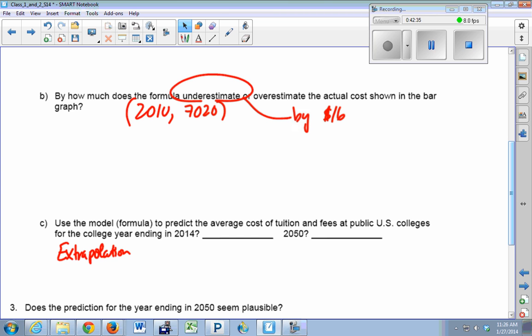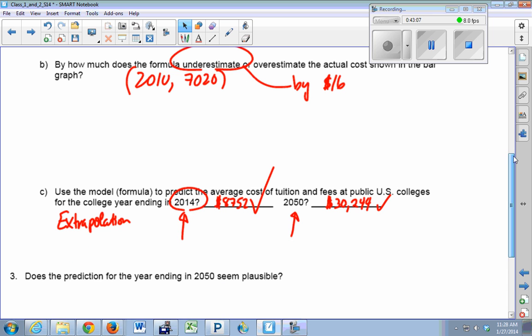So a lot of times, if you're the researcher, you know your data pretty well, and you know sort of what's happening with the particular population you're looking at or the particular problem. So what I want you to do, tables 1, 2, and 3, I want you to find the average cost of tuition for 2014, and I want tables 4 and 5 to find the average cost of tuition for 2050. And when you're done, put up your flag. Okay?